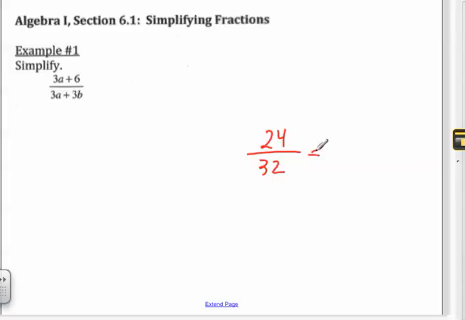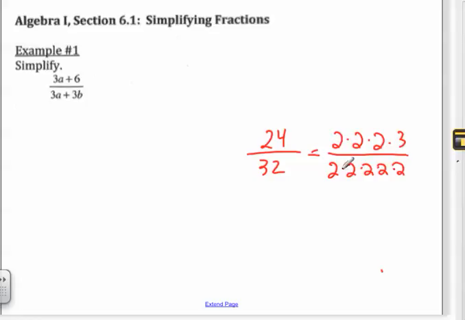Let's actually factor 24. 24 is 2 times 12, which is 2 times 6, which is 2 times 3. Am I right about that? Is it 2 times 2 times 3? Okay, so we factored it now. And then if I look at 32, I know that that's actually 2 to the 5th. 1, 2, 3, 4, 5. Now I've factored both of these numbers.